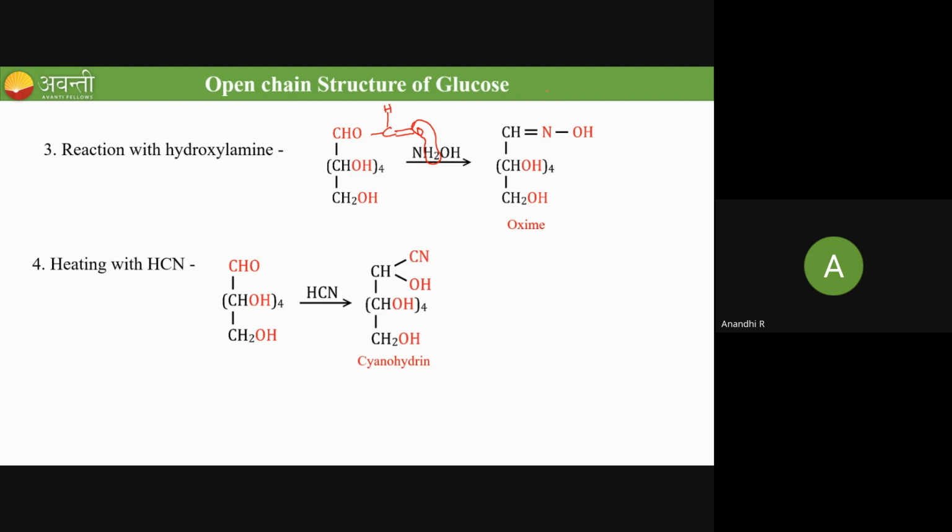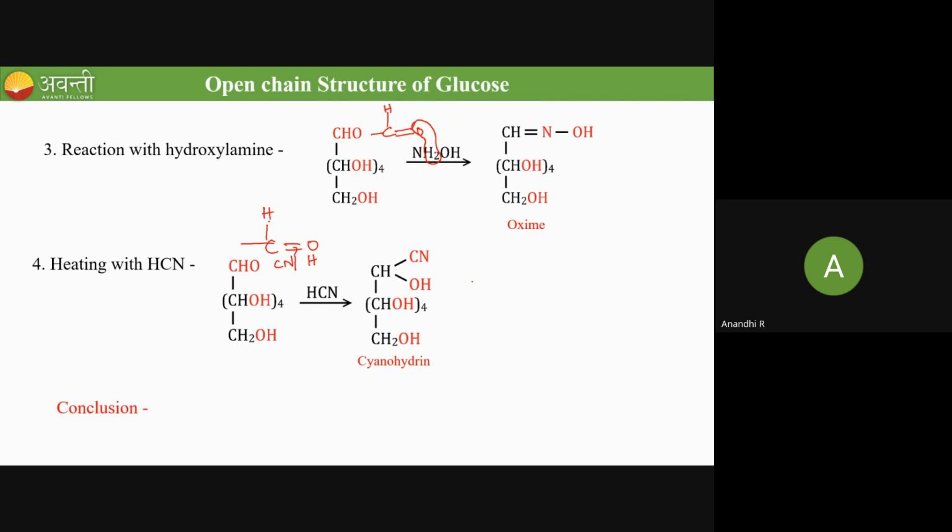So this is the cyanohydrin, and how do we get this? We have C double bond O H, right? And here is the remaining whole part. So we break this bond, we add the H to the oxygen and the CN to the carbon. So we are getting a cyanohydrin from glucose on reaction with HCN.